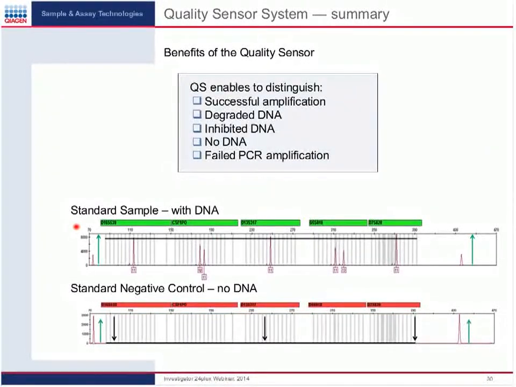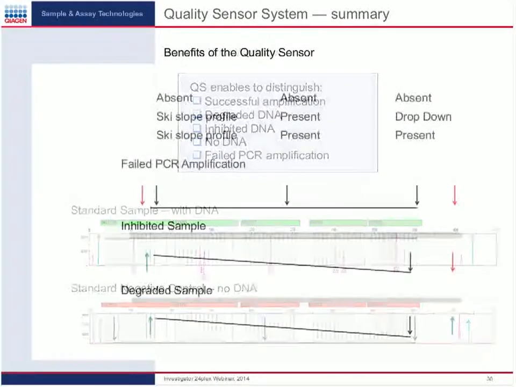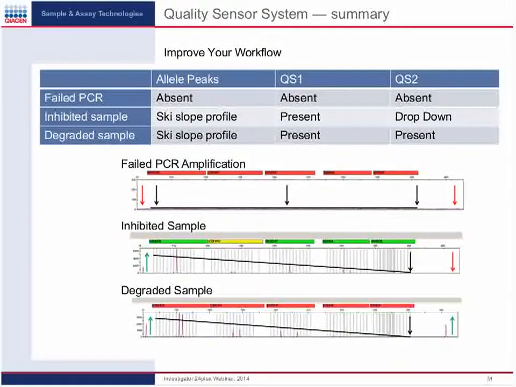In a standard sample, the quality sensors and the STR markers are amplified very well. If you have a negative control or no DNA, then you don't have STR markers, but both quality sensors 1 and 2 are present. If you have issues with your PCR, for example if the PCR reaction fails, then you don't have STR markers and you don't have quality sensors.